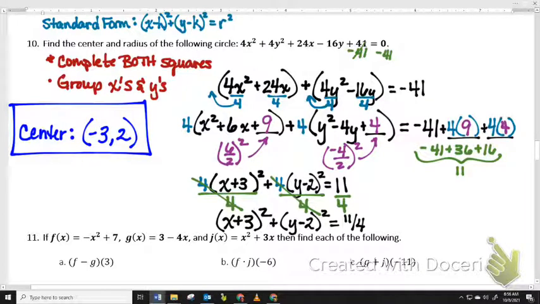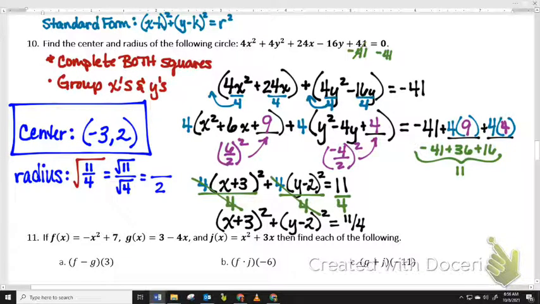What do I have to do to the part after the equal sign to find the radius? I have to square root it. So my radius is going to be the square root of 11 over 4. How do we square root a fraction? Yes, we're going to square root the numerator and square root the denominator. Are either of those perfect squares? 4. What's the square root of 4? 2. So 2 is my denominator.